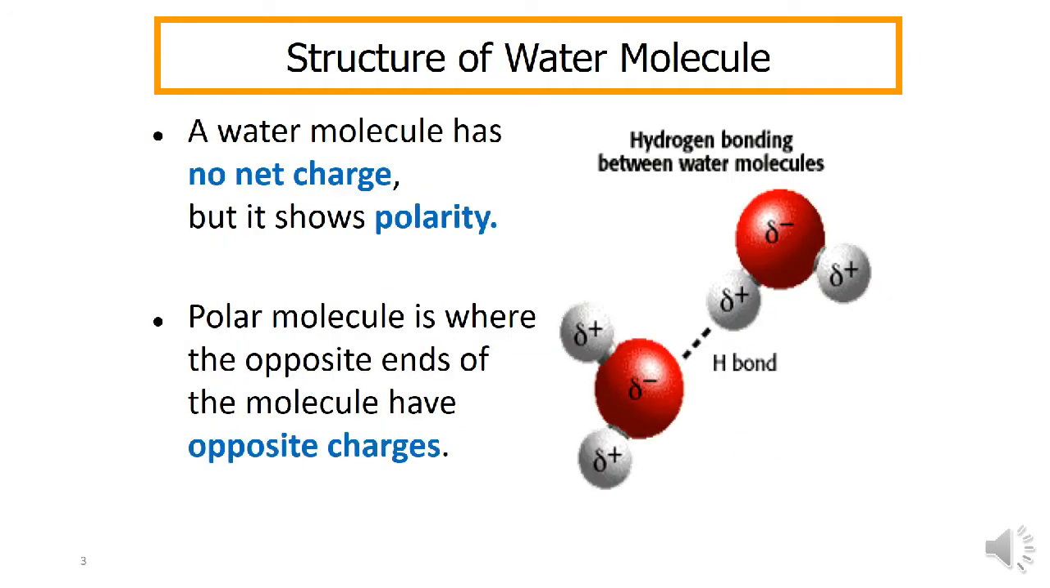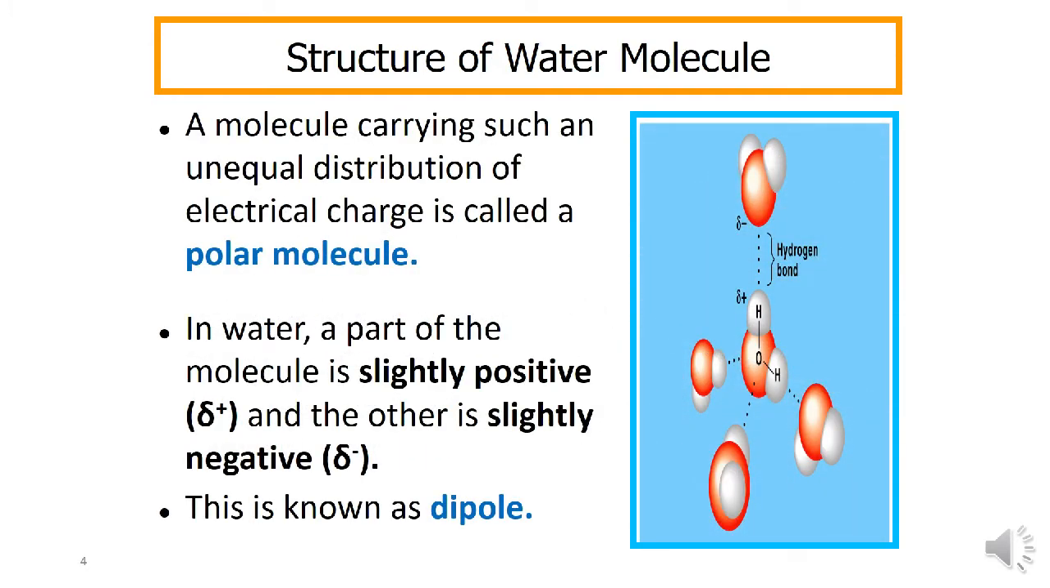For the water molecule, it has no net charge, but it will show what we call polarity. A polar molecule is one where the opposite ends of the molecule have opposite charges. A molecule carrying such an unequal distribution of electrical charge is what we call a polar molecule, since it does not distribute its electrical charge equally.